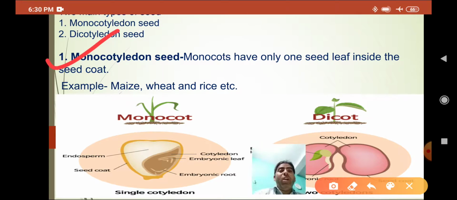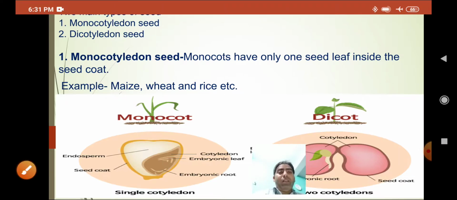What is a monocot? Monocots have one seed leaf inside the seed coat. What are the examples? Examples are maize, wheat, and rice, and when you see inside the seed you will see one seed leaf. That is called a monocotyledon seed.